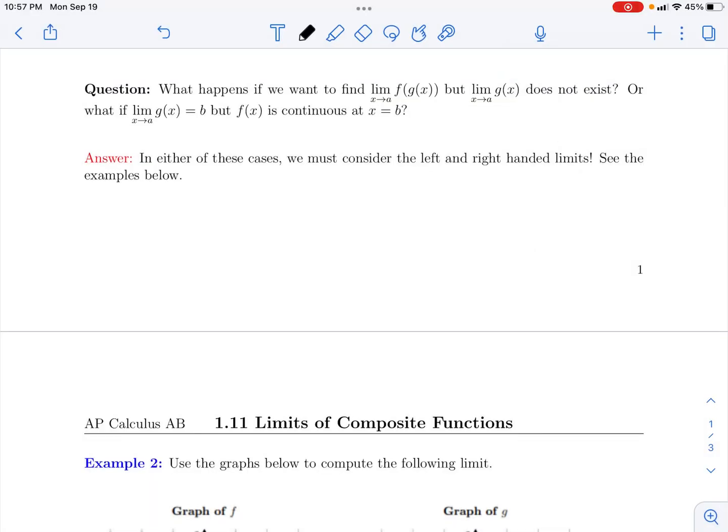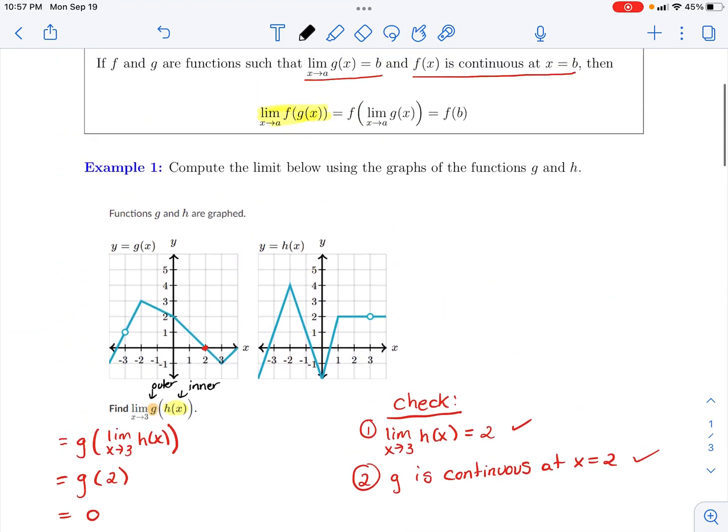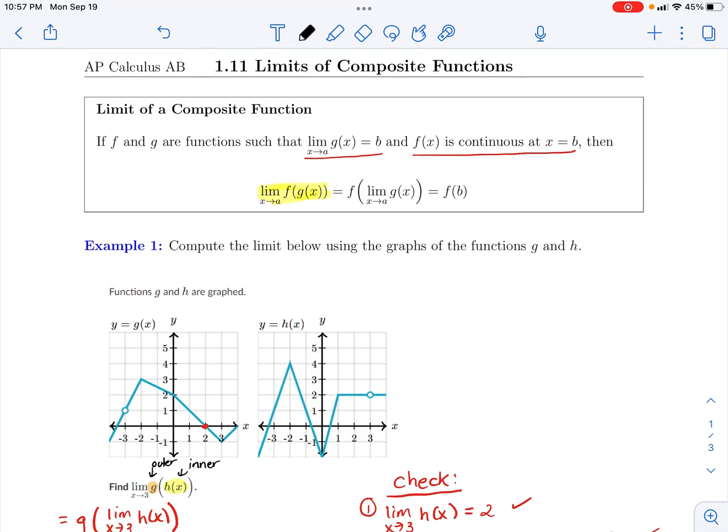So now here's a very good question. What happens if we want to find the limit as x approaches a of f of g of x? So we want to find this limit of a composite function, but the limit as x approaches a of that inner function does not exist. Or what if the limit does exist and it's equal to b, but the function f is not continuous at x equals b? So in other words, going back to that property from our first video, one of those conditions was violated, right? So what happens if that's the case?